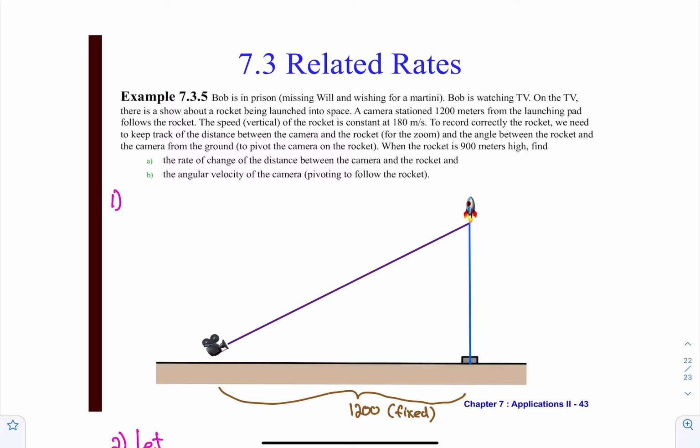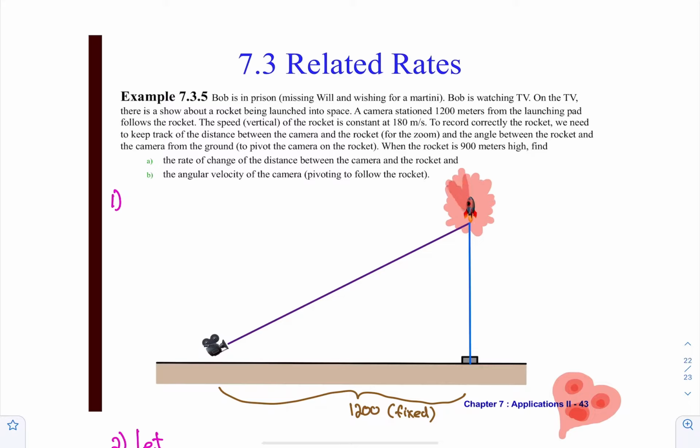Hello everyone, and now let's look at our last example of a relative rates problem. So now I'm in prison because that super fast cop caught me, so of course I miss Will and I'm wishing for a martini. I'm stuck in prison now. But there's a TV, so I'm watching the TV. On the TV, there's a show about a rocket being launched into space, maybe from Tesla or SpaceX, sorry, or maybe from Amazon.